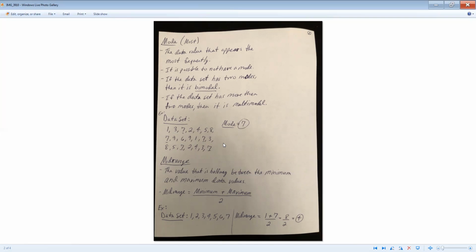Then we're looking at the mid-range. The mid-range is the value that is halfway between the minimum and the maximum data values. So your mid-range would be taking the minimum, adding it to the maximum, and then dividing by 2. So if I have the data set of 1 through 7, I take 1, which is my minimum, and 7, which is my maximum, add them together, that gives me 8, divided by 2. My mid-range would be 4.